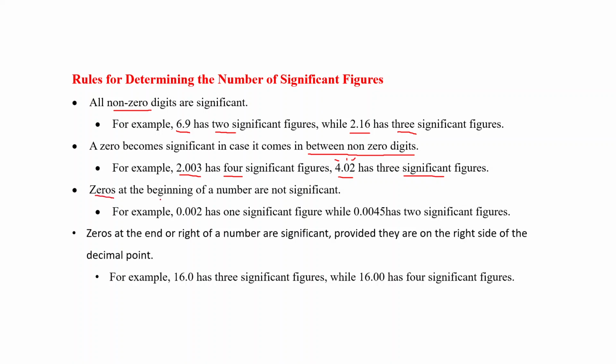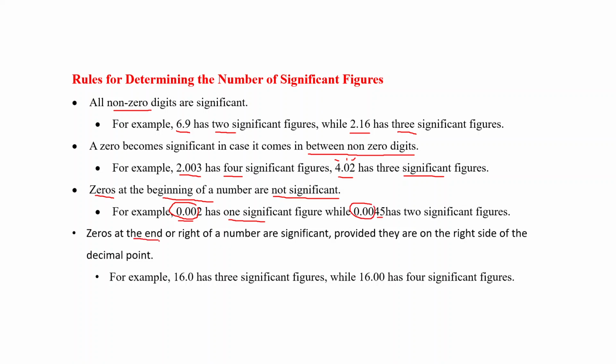But zeros at the beginning of the number are not significant. For example, 0.002 has only 1 significant figure. These zeros are not considered as significant figures. In the same way, 0.0045 has only these 2 significant figures. These zeros are not considered as significant figures.